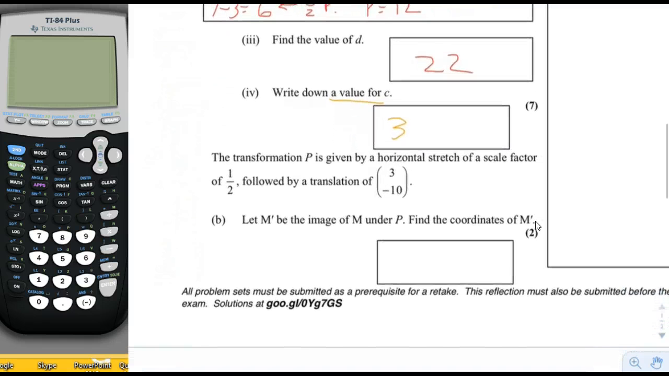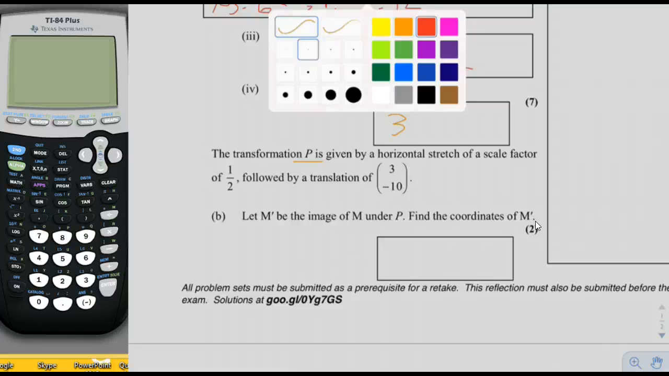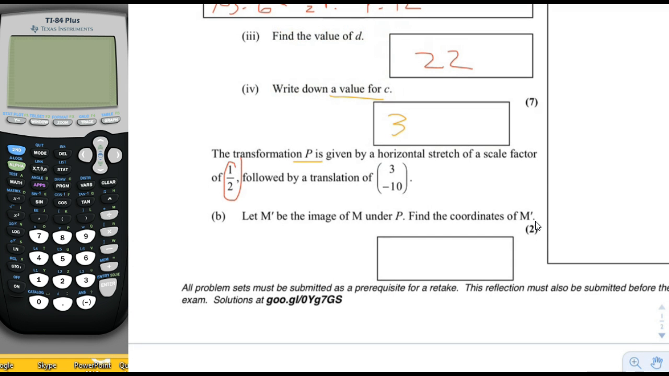The transformation P is given by a horizontal stretch of a scale factor of 1/2. Okay, and now we're talking about a different transformation than the one we've already analyzed. So this is another transformation called P. It's given by a horizontal stretch of a factor of 1/2. So a horizontal stretch, that would be a b transformation, followed by a translation of 3 and -10. So 3 is an x translation, -10 is a y translation, so this would be equivalent to a c and a d translation.